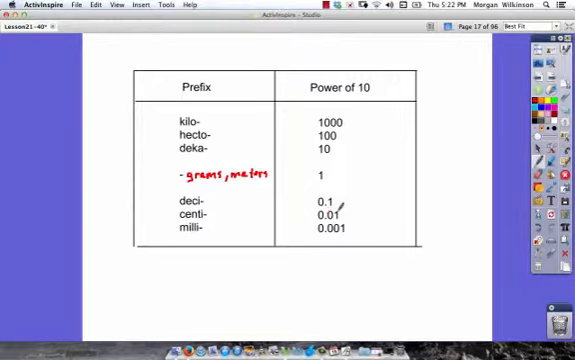Centi means 1/100th. Remember from our first example, there's 100 centimeters in 1 meter. And milli means 1/1,000. So you might know that there's 1,000 milligrams in 1 gram. And we can use this chart in order to help us solve more problems with the metric system. If you haven't copied this down yet, please pause before we move on to our next slide.